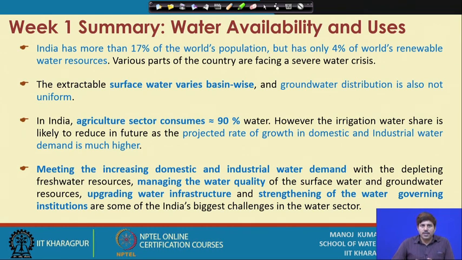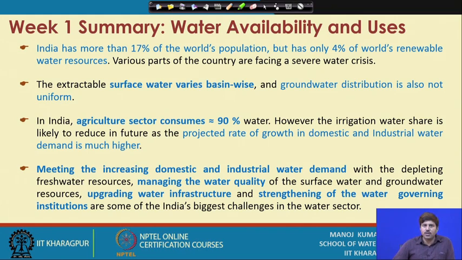So, talking about the Indian scenario, we discussed that India has more than 17% of the world's population, but only 4% of the world's renewable resources, and that is why various parts of the country are facing severe water crisis. The extractable surface water varies river basin wise. We discussed the details of different river basins during the lectures, and the groundwater distribution is also not uniform. Various states have various quantities of extractable groundwater. UP tops the list, but there are various other states, and for some states it is almost negligible, while some states are pretty rich in groundwater allocation.